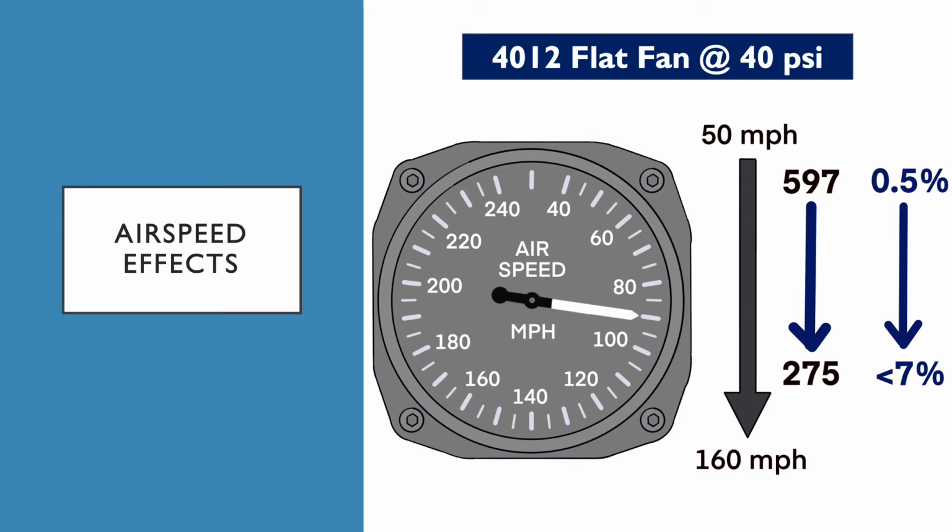So what are some real numbers associated with this? If we look at airspeed's effects, we're going to look at here a 40-degree flat fan, number 12 nozzle, 40 psi. As we increase our airspeed from 50 to 160 miles an hour, our VMD drops to almost 50%, from 597 down to 275 microns. And our percent fines increase quite a bit more than that. We increase from about 0.5% to just a little shy of 7%. So again, airspeed has a huge effect on what's going on with droplet size.